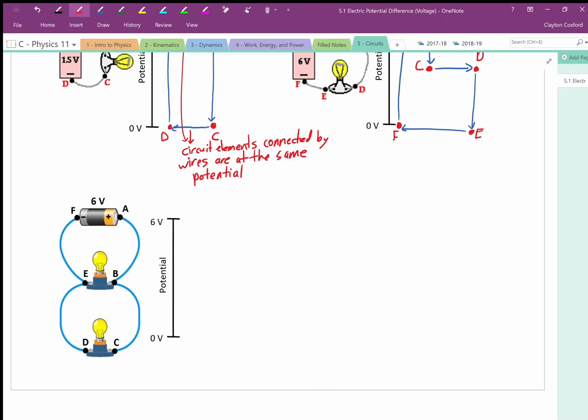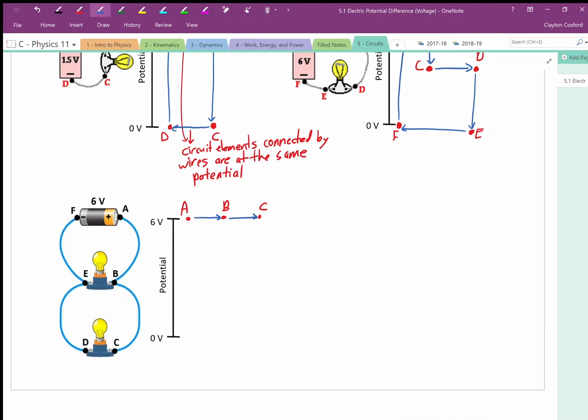So let's set this up with location A being, again, at 6 volts. This is a 6 volt battery. Location A is 6 volts, and location B is connected directly by a wire. So it takes no energy to go from A to B, but also notice that location C is also connected directly by a wire to B. So again, the same amount of potential at location C. A, B, and C all have the same potential.